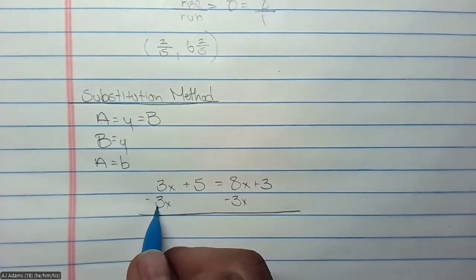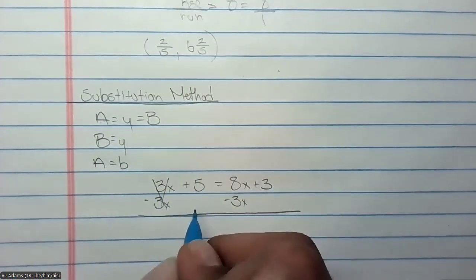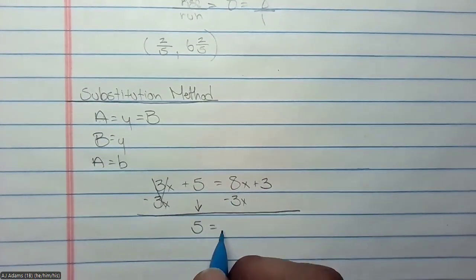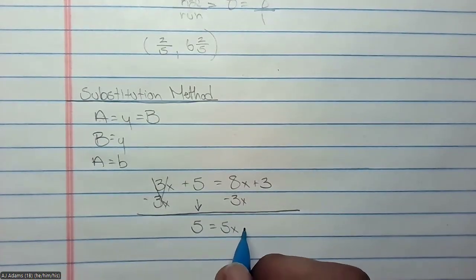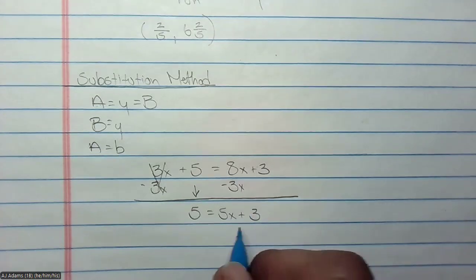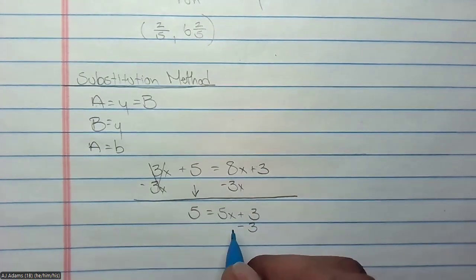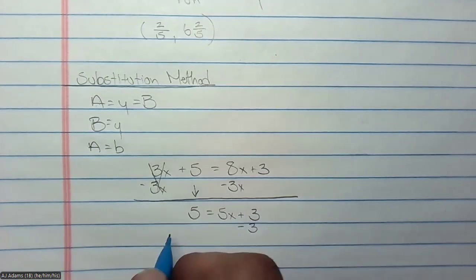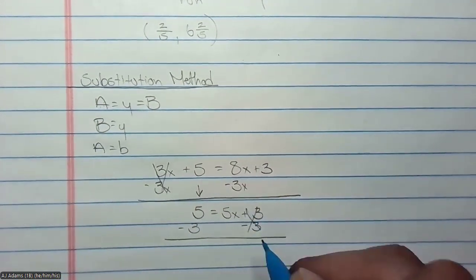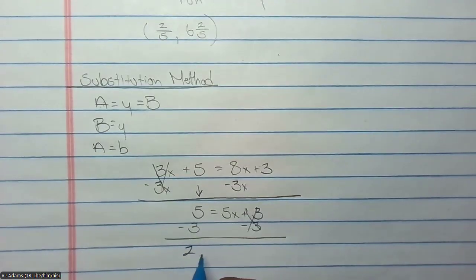The positive 3x and the negative 3x cancel out. We can bring down this 5. We get 5 equals 5x plus 3. We can subtract 3 from both sides to get the constants off of the right side and all together on the left side. The positive 3 and the negative 3 cancel out. 5 minus 3 equals 2.